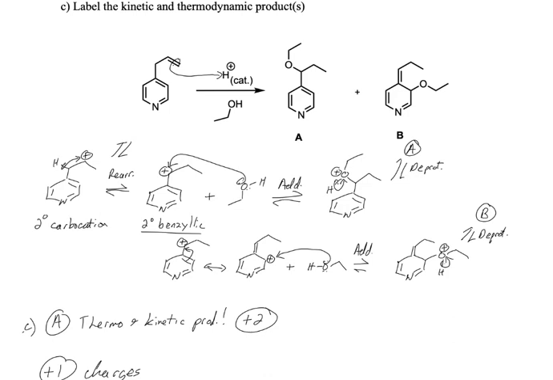A is also the kinetic product because to do this resonance right here, we actually, again, break up aromaticity. So this is going to take a lot of energy to do that. So this intermediate is not likely to form. So A is both the kinetic and the thermodynamic product here.